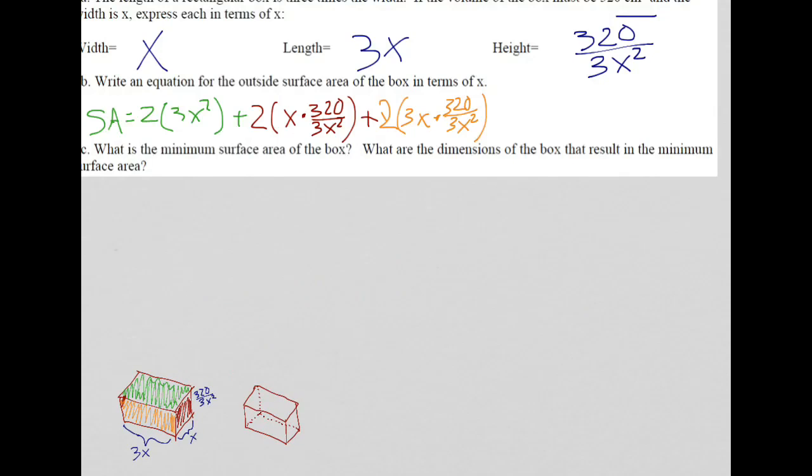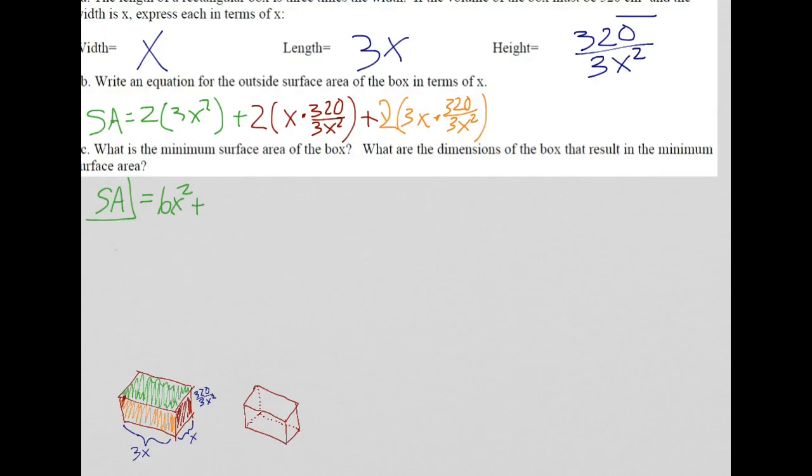And I'm going to simplify this problem. So I'm going to go piece by piece. We'll do the green thing first. So again, we're talking about a surface area equation here. And I'm distributing that 2 on my green part. So 2 times 3x squared is 6x squared, plus my red part there, which is 2 times x times 320 over 3x squared. I don't know why I just read it to you.